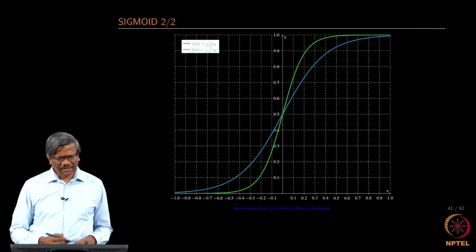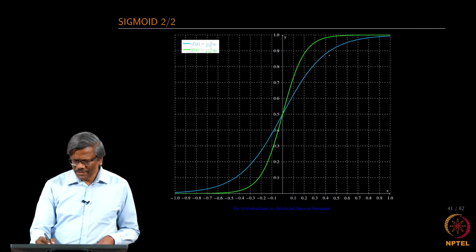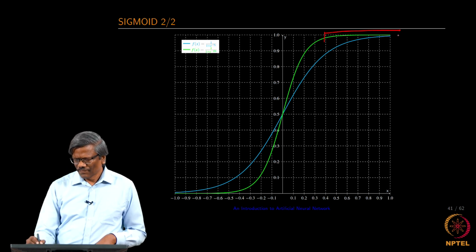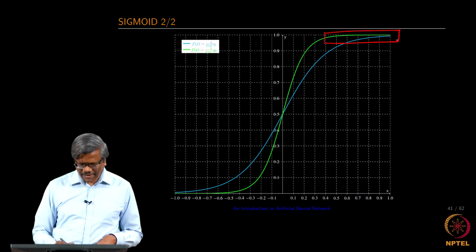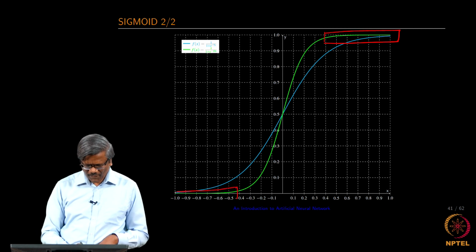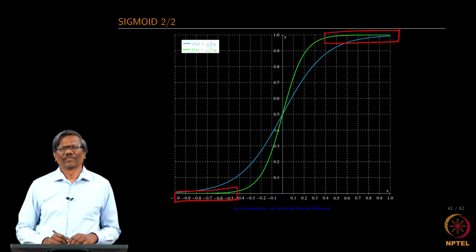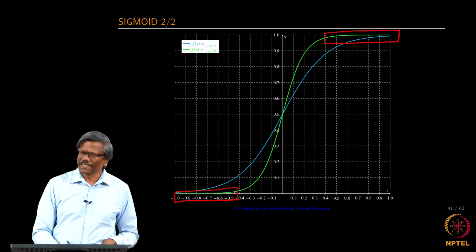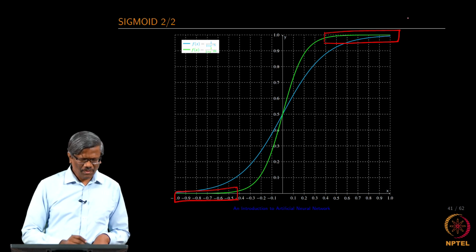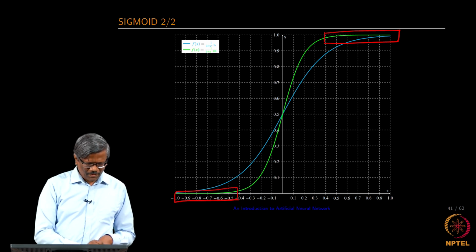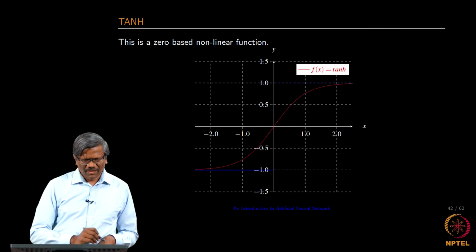So, there are different varieties you will get, and ultimately we do not want to have a very long tail like these, because the values would very quickly saturate to 0 or 1. Okay, this is one activation function.